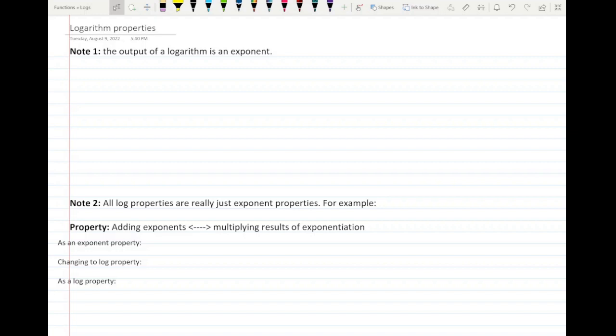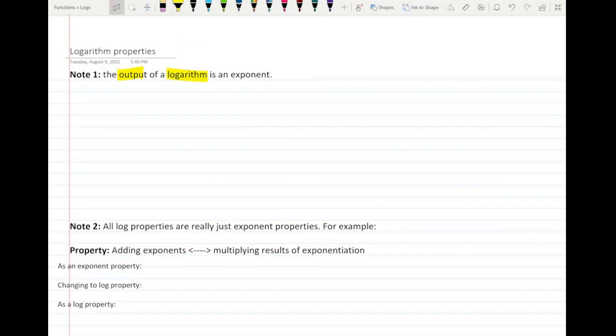The first thing you should remember when you're working with logs is that the output of a logarithm is an exponent. A logarithm is a tool that recovers an exponent from exponentiation. What do I mean by that? Well, let's say we just finished exponentiating something. We took our base, we raised it to an exponent, and you get some result.